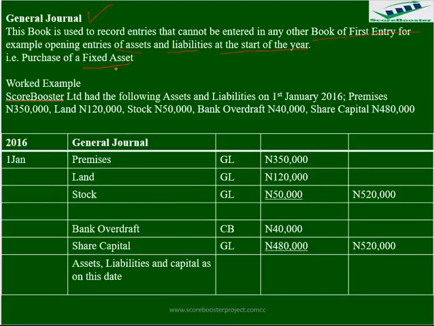Let's look at an example here. Here is Score Booster Limited, which has the following assets and liabilities, which I'll discuss more later on. On January 1st, 2016, they have premises, 350,000, land, 120,000, stocks, 50,000, bank overdraft, and share capital. If you look at all these items, we must put them in the book of original entry.